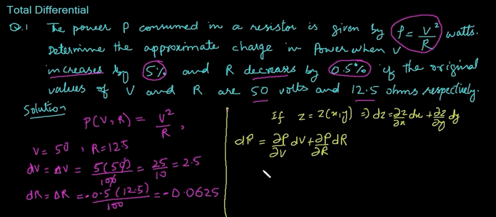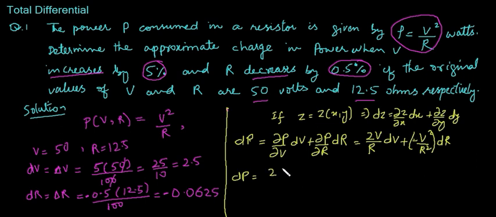So when you simplify, this will be equal to the derivative of V square with respect to V. In this case, R will be constant because we are taking the partial derivative indicated by the curly d symbol. So this will be 2V divided by R, and then dV same, plus the derivative with respect to R will be equal to minus V square divided by R square, and then dR will be same. So now just substitute the values into this, and then you will get the results.